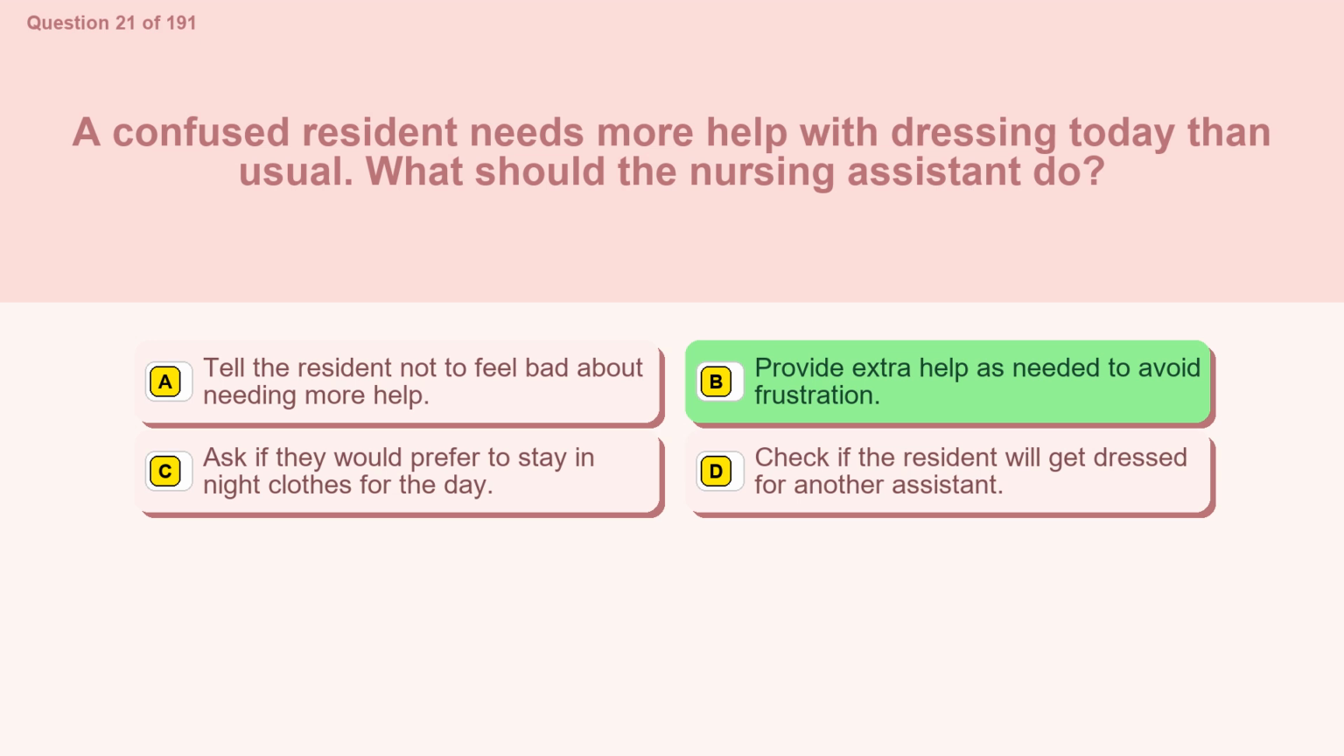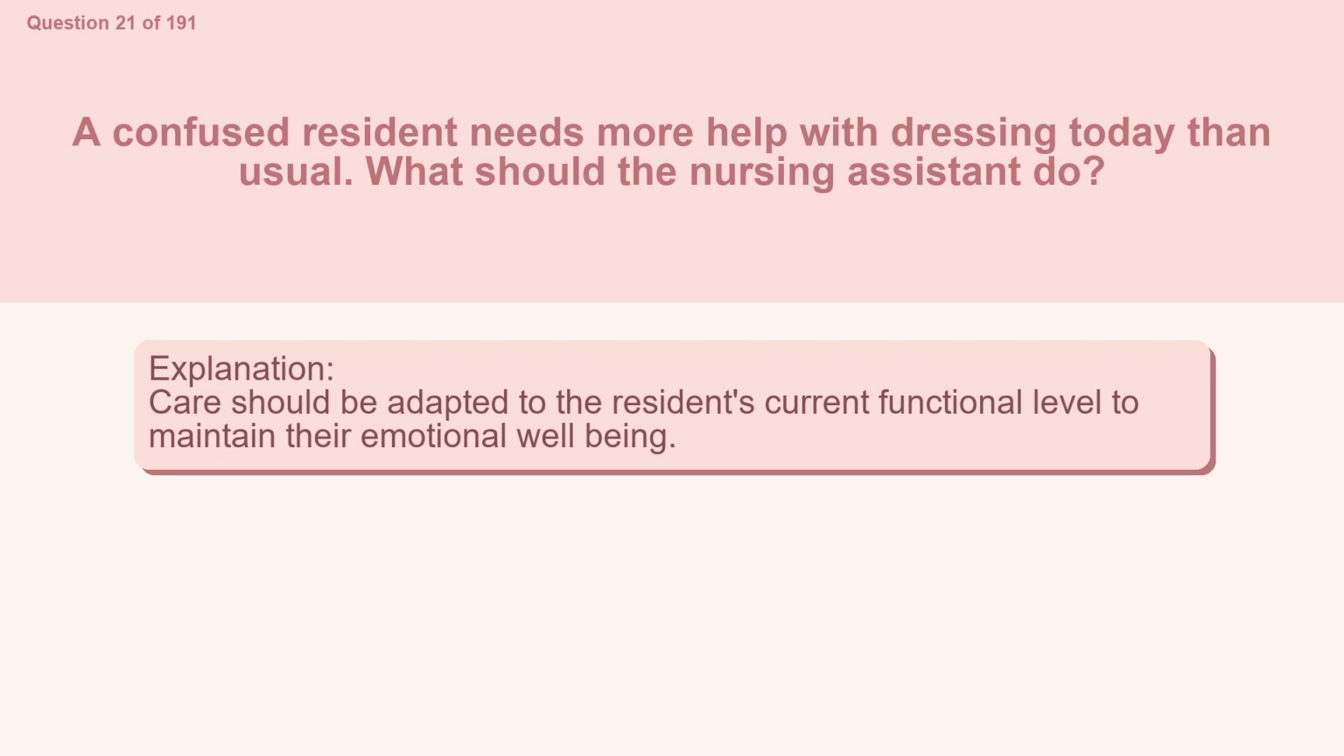The correct answer is option B. Provide extra help as needed to avoid frustration. Care should be adapted to the resident's current functional level to maintain their emotional well-being.